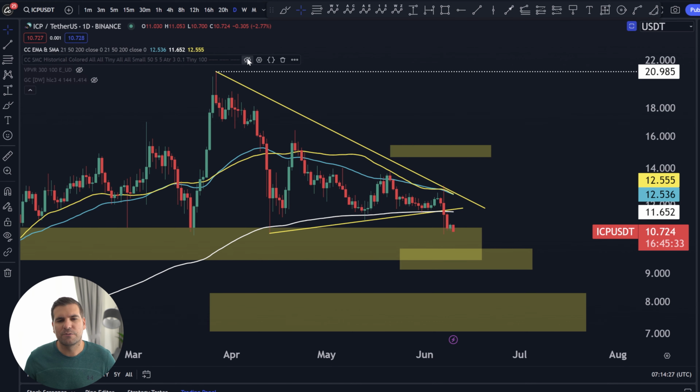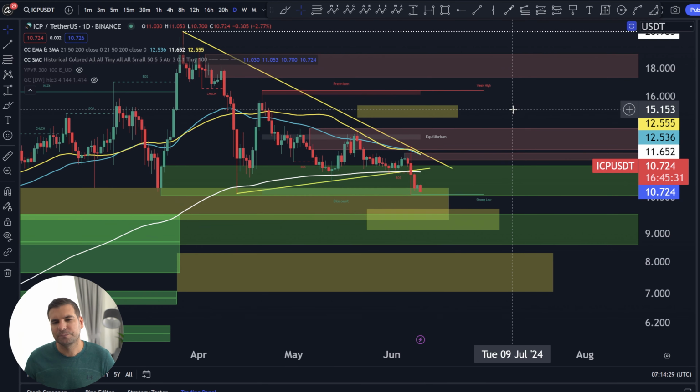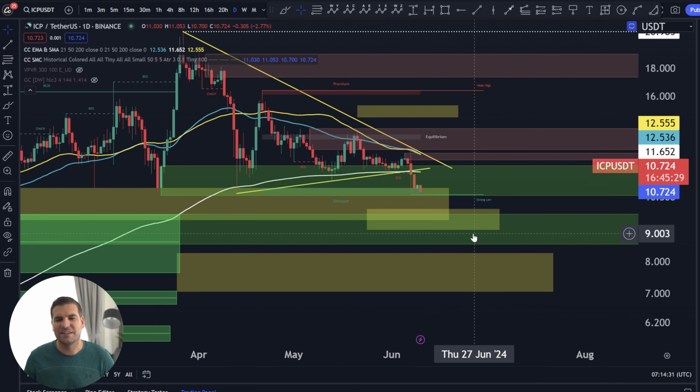Now, if we go ahead and throw smart money concepts on here, we can see that we're right inside the discounted range, indicating to everybody really that this is a great place for dollar cost averaging. We do have currently a strong low, but I suspect that's not likely to hold, and we might start shifting a little bit further to the downside.